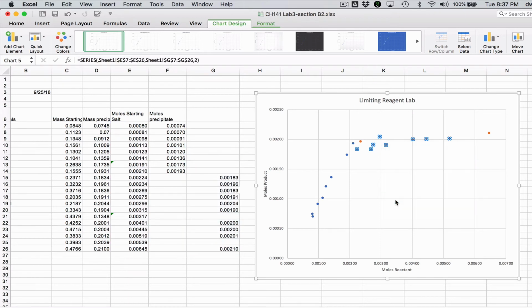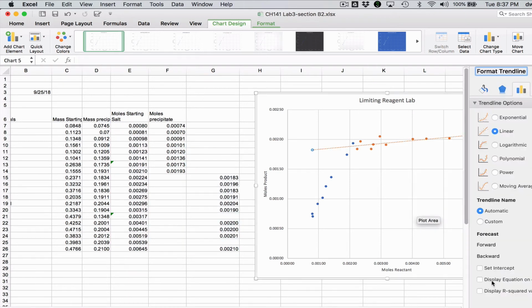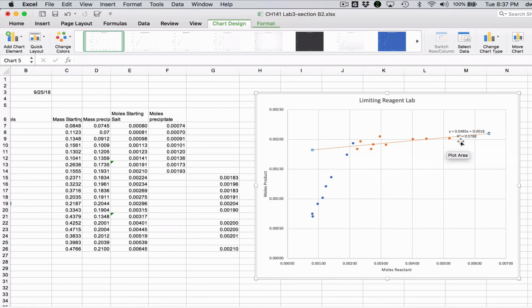Let's go add a trend line. Let's display the equation. And we are done with that one. The slope is 0.0485. It's quite small because this line is essentially horizontal.